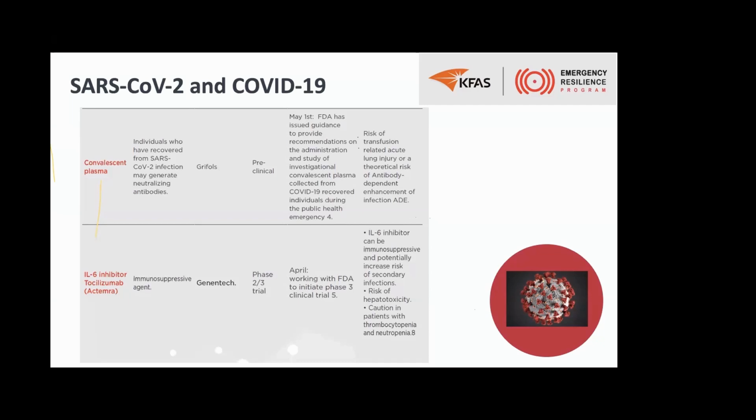It is also being used in clinical trial. However, you have to be careful with transfusion-related acute lung injury. You need around 200 ml of the convalescent plasma with an IgG neutralizing antibody titer of 1 in 640.